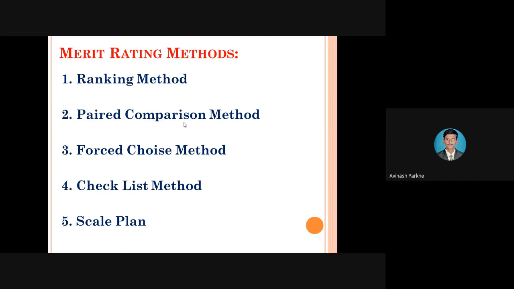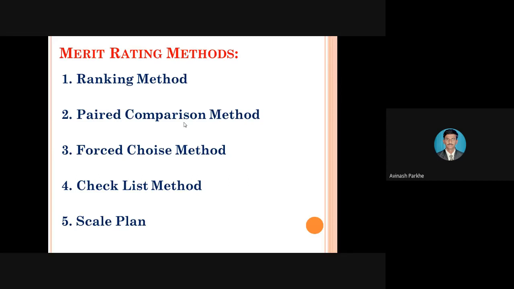So, that particular method is called the forced choice method, where the standard statements are defined by the industry. Based on that particular statement, the behavior of the operator will be checked. And this task is performed entirely by the rater. So what is meant by the rater?